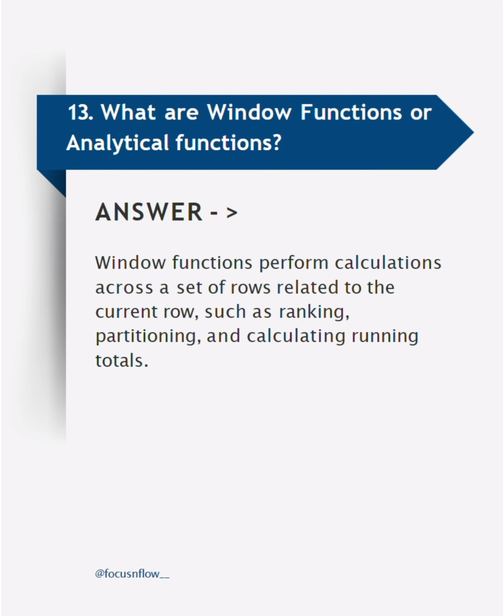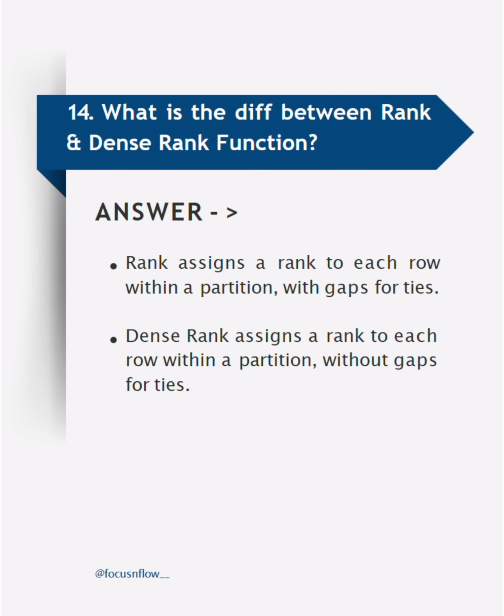Question 13, what are window functions or analytical functions? So window functions perform calculations across a set of rows without grouping them. They are used for ranking and running totals. Examples include rank, dense rank, row number, and sum over. Next, what is the difference between rank and dense rank function? Rank assigns a rank to each row within a partition with gaps for ties, while dense rank assigns a rank to each row within a partition without gaps for ties.